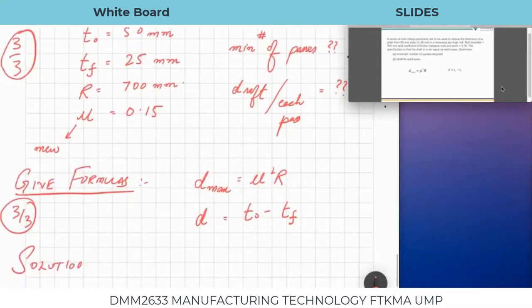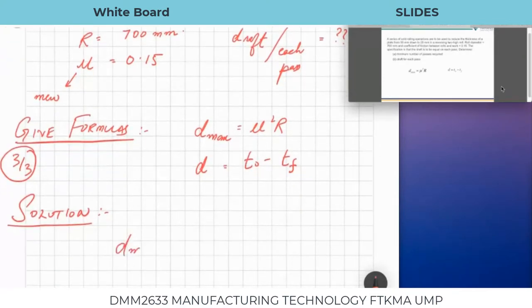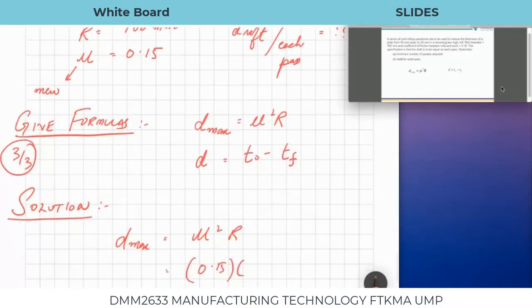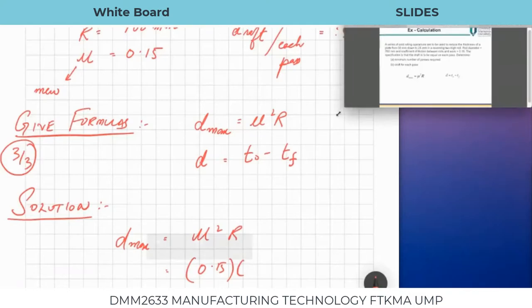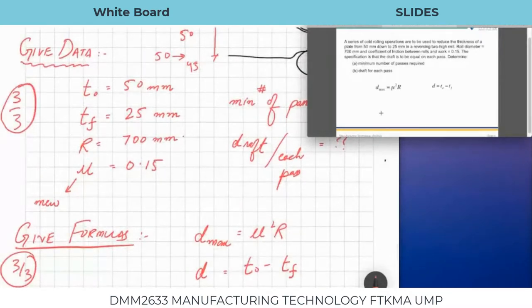First let's find Dmax. Dmax is equal to mu square r. Mu is 0.15 multiplied by r. What is r? Sorry, the roll diameter, yes, the diameter was given. I made a mistake in the question. The roll diameter is given, not the roll radius, so I need to convert roll diameter into roll radius. Roll radius is equal to 700 divided by 2, which is 350 mm.